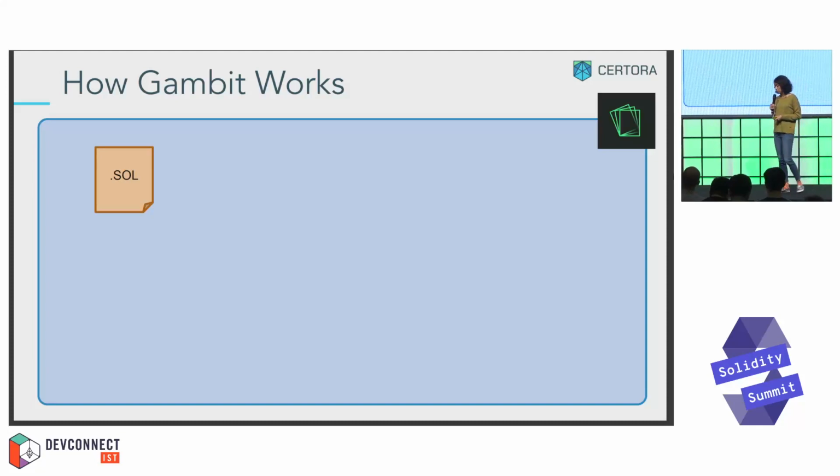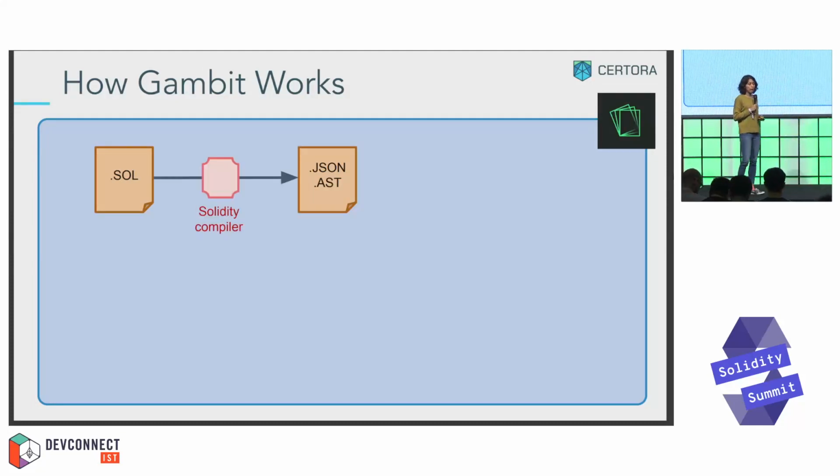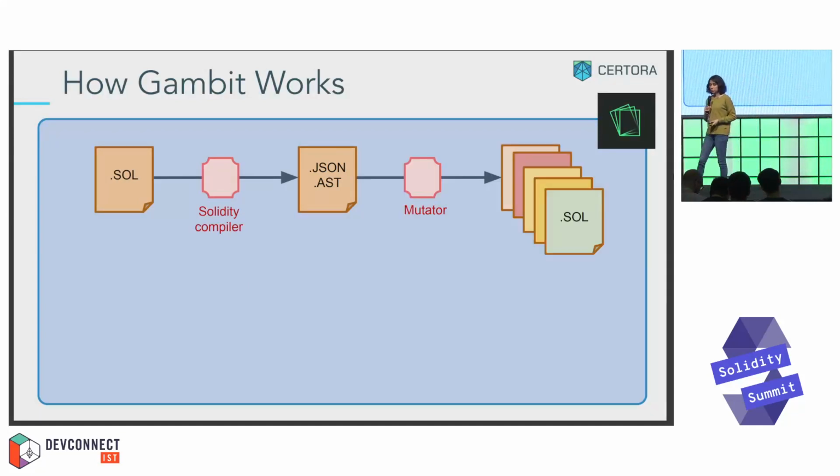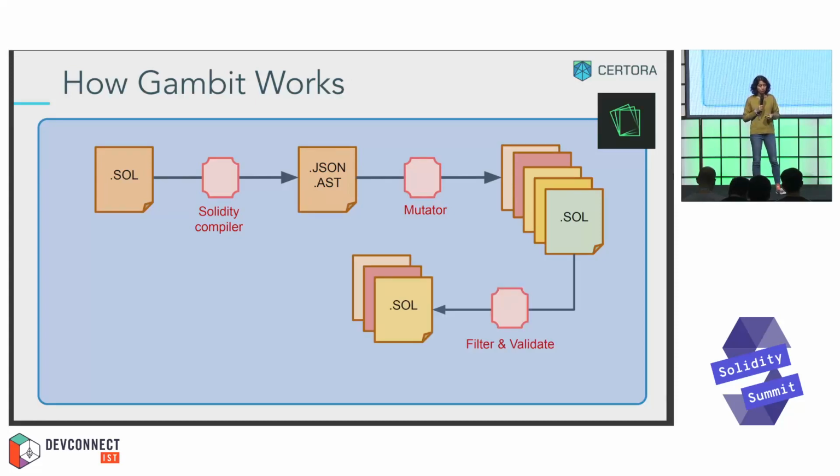Okay, so really quickly, how does Gambit actually work? As I said in the beginning, so far it only works on Solidity programs. This whole box is Gambit. So Gambit first calls the Solidity compiler. It generates the JSON AST, and the JSON AST is passed to the mutator module. The mutator basically has a thin wrapper around the AST data structure, and it is responsible for generating all the mutants. I'm going to talk very quickly about what those mutants are.